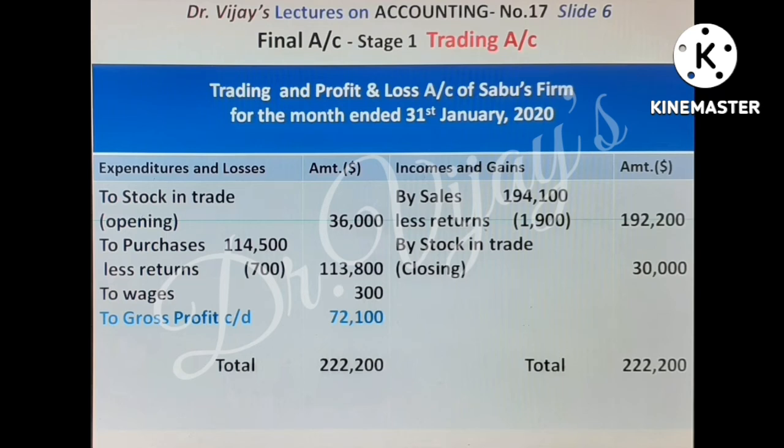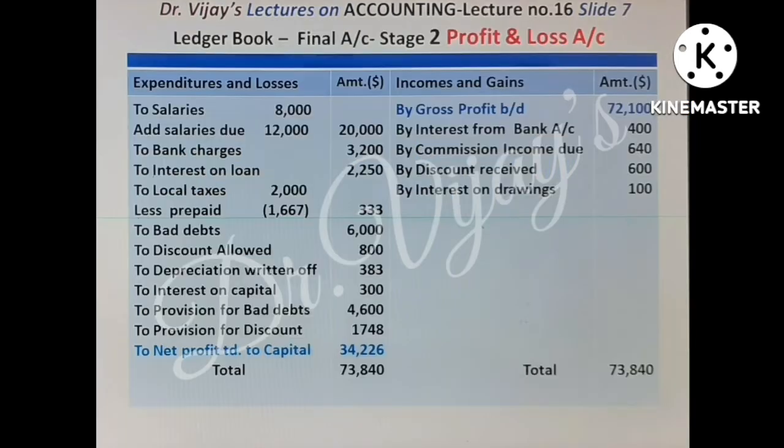Slide 6 shows the trading account of Sabu's firm. In the debit side, the first item is opening stock of goods in trade, $36,000. And below that, purchases minus purchase returns. And then wages. Wages is the only direct expenditure connected with purchases in the problem. On the credit side, sales minus sales returns is the first item, and then closing stock in trade. We get a gross profit of $72,100, and that is brought down to the profit loss account.